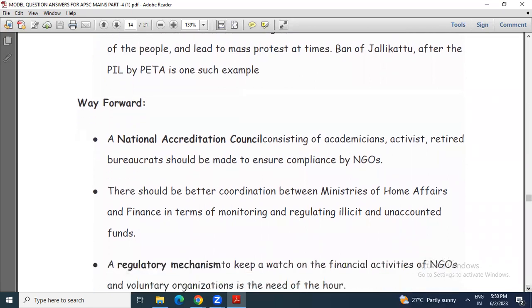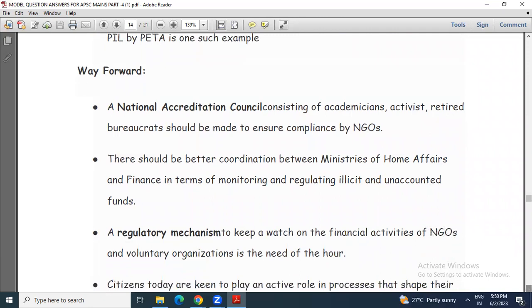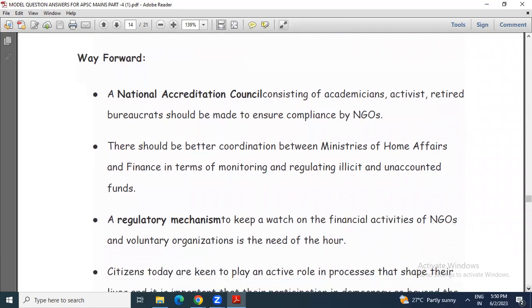What will be the way forward? A National Accreditation Council consisting of academicians, activists, and retired bureaucrats should be made to ensure compliance by NGOs.